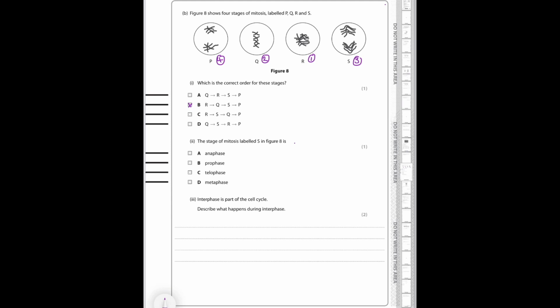Then for part 2, it says the stage of mitosis labelled S in figure 8. So we're looking at this stage here. What is the correct labelling for that stage? And that would be anaphase. And then for part 3, it says interphase is part of the cell cycle. Describe what happens in interphase. So during interphase, before a cell can divide, it first has to grow or increase the amount of subcellular structures, such as the mitochondria and the ribosomes. It then duplicates its DNA, so there's one copy for each new cell.